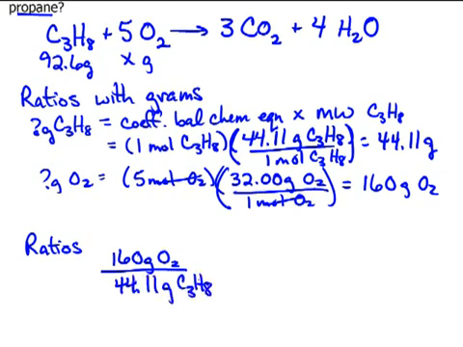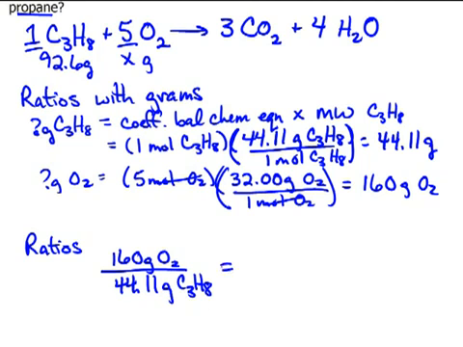I'm going to stop here, pause for just a second. Notice the balanced chemical equation we've established is 1 mole to 5 moles of O2. Well, 1 mole is 44.11 grams, and 5 moles of O2 is 160 grams. So that's what we're doing. So we're still telling the same thing, it just has grams built in.